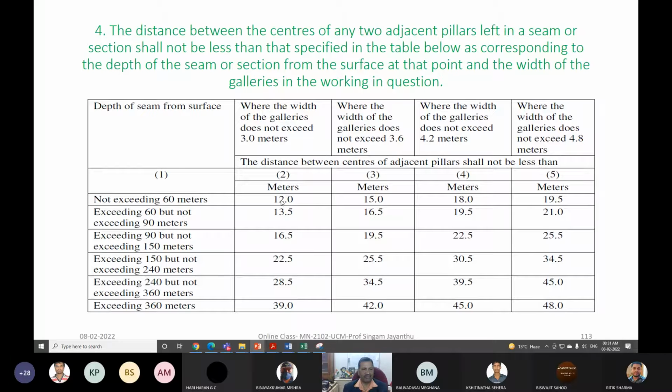when depth of cover is, for example, 60 meters, then 12 meter is the pillar size. And in the similar way, when it is around 360 meters, 48 meter is the pillar size. That means from center to center of the pillar, with a gallery width of 4.8 meter. If the gallery width is 4.2 meter, then 45 meter pillar size. When gallery width is 3.6 meter, 42 meter pillar size, and then for 3 meter width of the gallery, 39 meter. This is the way how board and pillar method related issues are taken up.